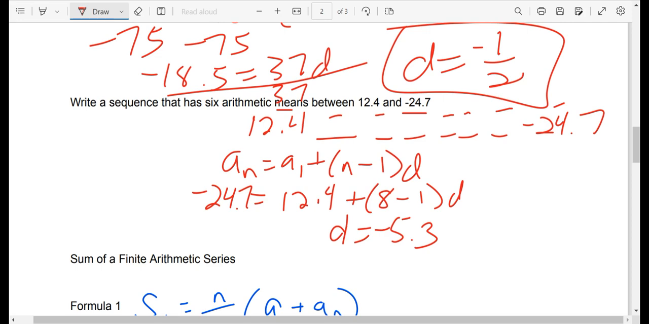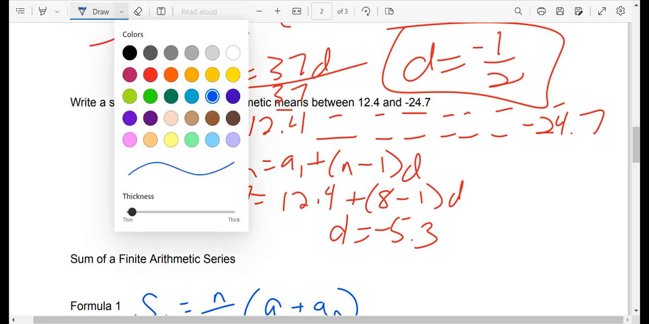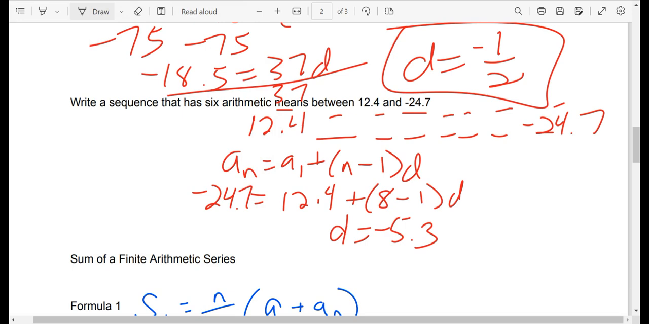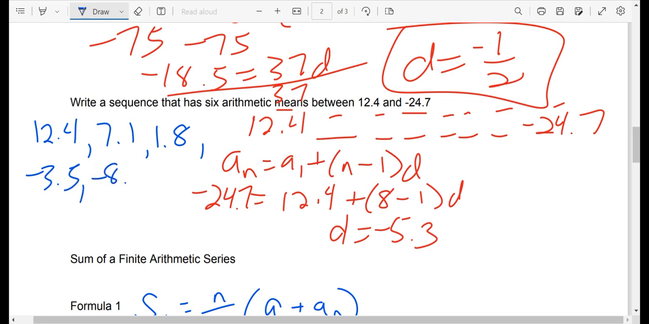So your next numbers, I'm going to write our answer in blue. And that's going to be 12.4, which is the one I gave you. So you should get that one right. That's 7.1. Yay. 1.8. Yay. Negative 3.5. Negative 8.8. Negative 14.1. And negative 19.4. There you go.